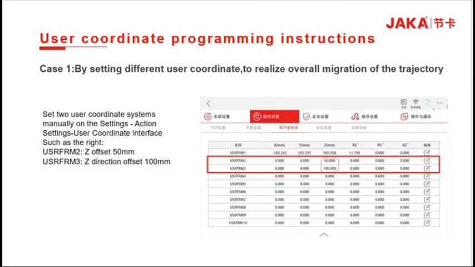User coordinate system application case 1. Set different user coordinate systems to achieve the overall migration of the motion trajectory. In the interface of setting user coordinates, set two user coordinates by manual setting, such as user coordinate systems 2 and 3 in the right picture. The offset of Z direction is 50 mm and 100 mm respectively.